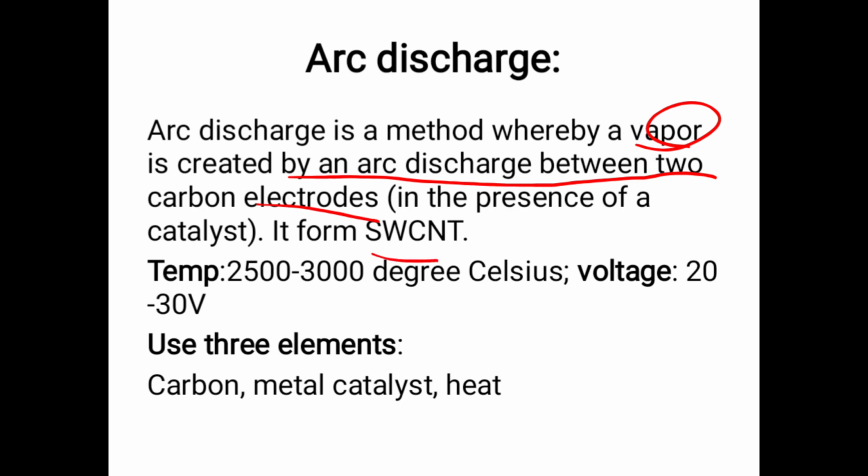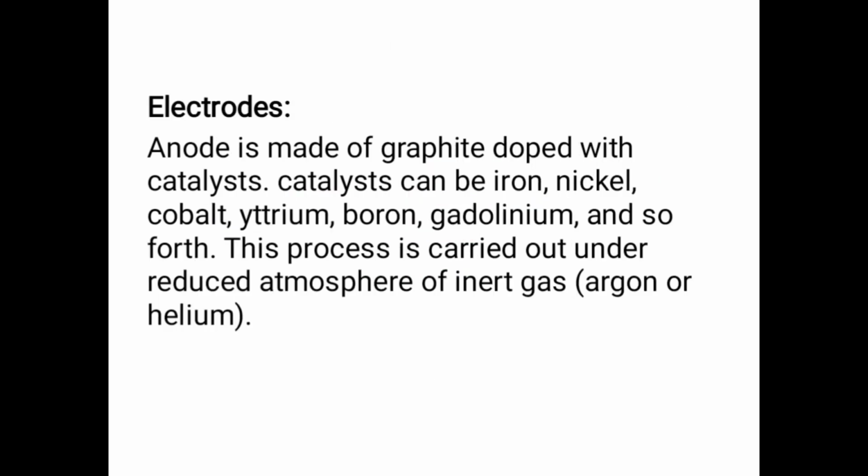So this process forms single wall carbon nanotube. The temperature should be 2500 to 3000 degrees Celsius. It can exceed to 28,000 Celsius as well. The voltage is 20 to 30 volt. It uses three main elements: the carbon electrodes, the metal catalyst that is used in anode, and it also provides heat that can form plasma and arc.